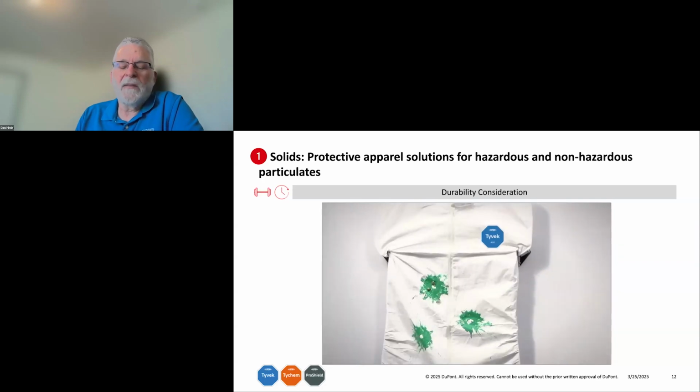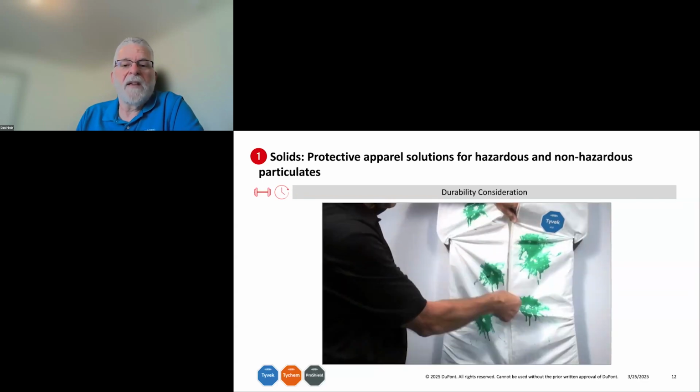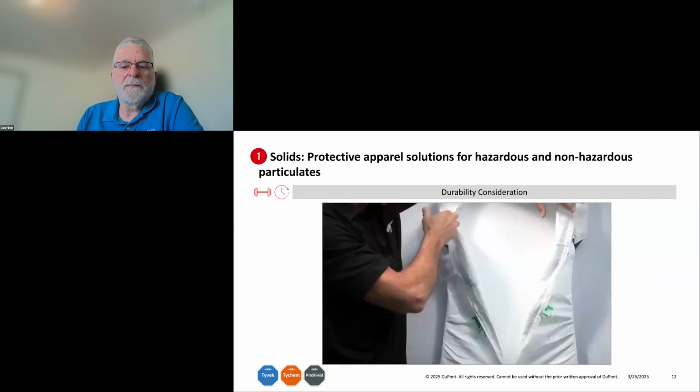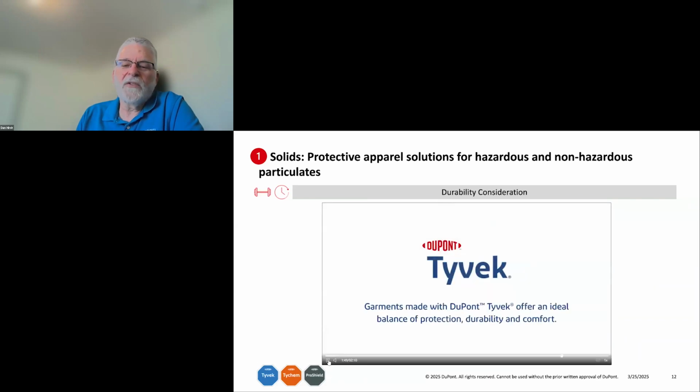People will say all the time, yeah, quote me on Tyvek, and you need to verify that that's actually what they're using. And if they're not, be able to describe to them the differences and why Tyvek is a superior solution. And please don't go shoot your end users with paintballs, as much fun as it would be.